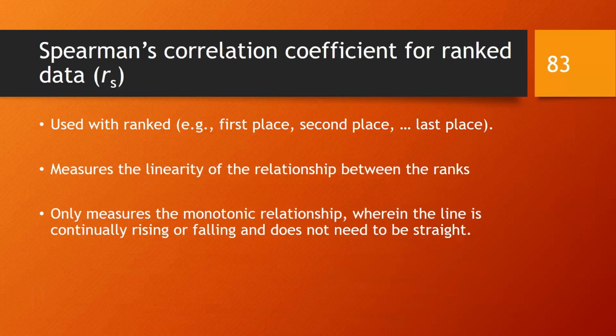Then we take a look at Spearman's correlation coefficient for ranked data. Obviously, it is used with ranked data such as first place, second place, third place. It measures the linearity of the relationships between the ranks. The main difference is that the data are not measured, they are ranked. Spearman's correlation coefficients can be used to measure only monotonic relationships. The relationship does not have to be linear. Although the line does not have to be straight, it should be continually rising or falling.